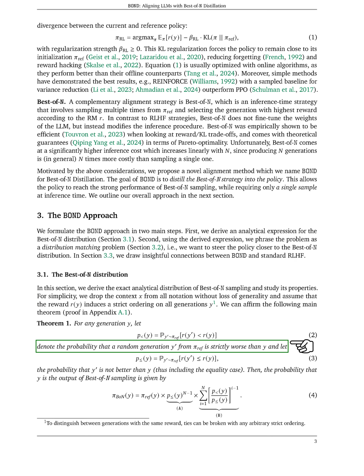For any given generation, we denote the probability that a random generation is strictly worse than this generation, and we also denote the probability that it is not better, including the case where it is equal. The probability that our generation is selected in best of N sampling can be expressed in terms of these probabilities. The theorem provides an intuitive understanding of how best of N sampling works. It effectively reweights the original sampling distribution using specific multiplicative factors.